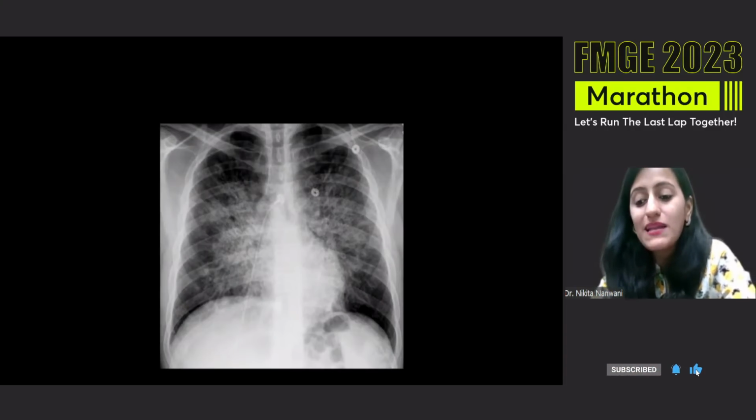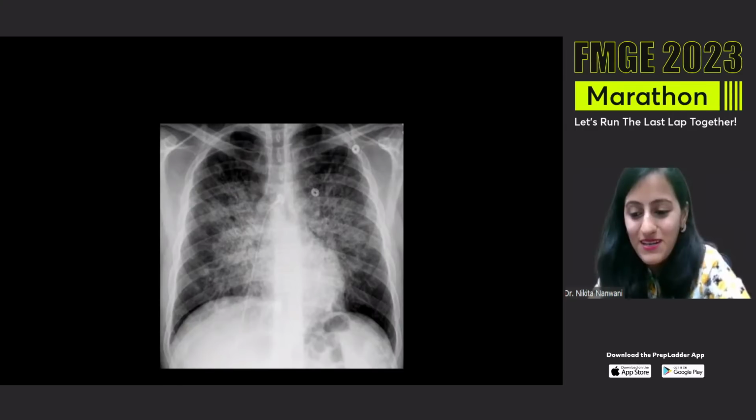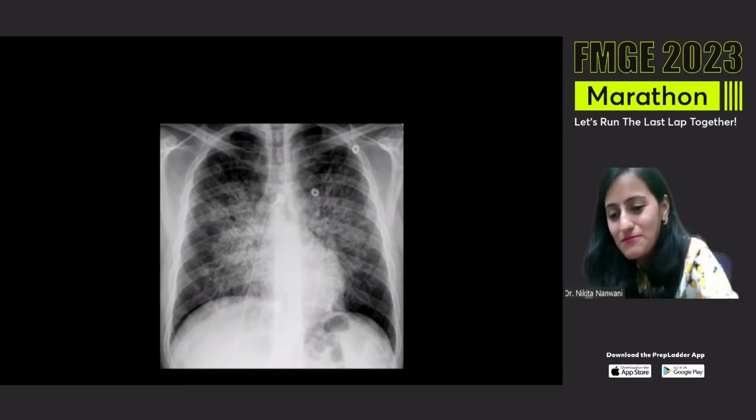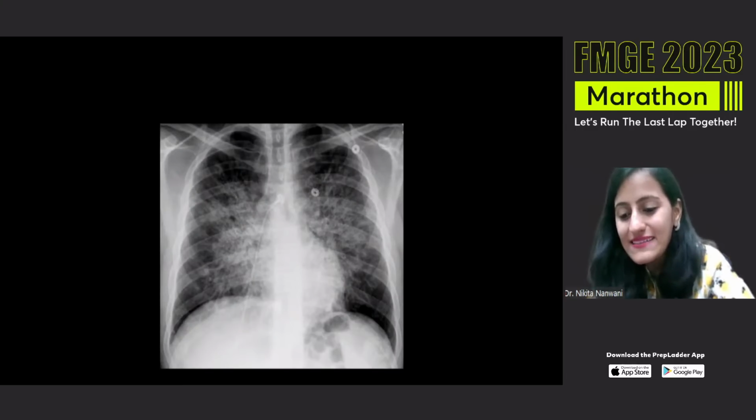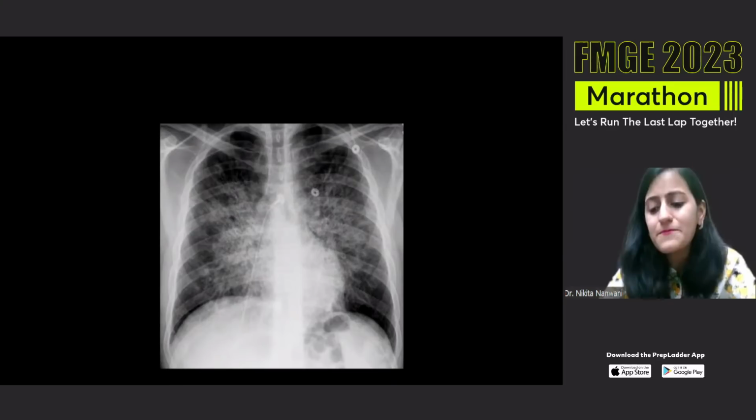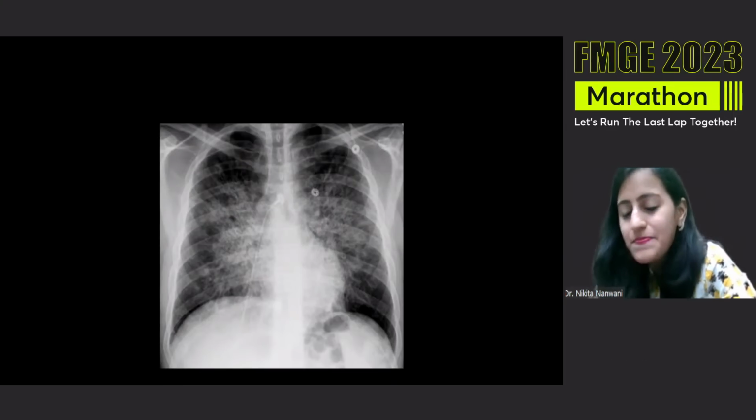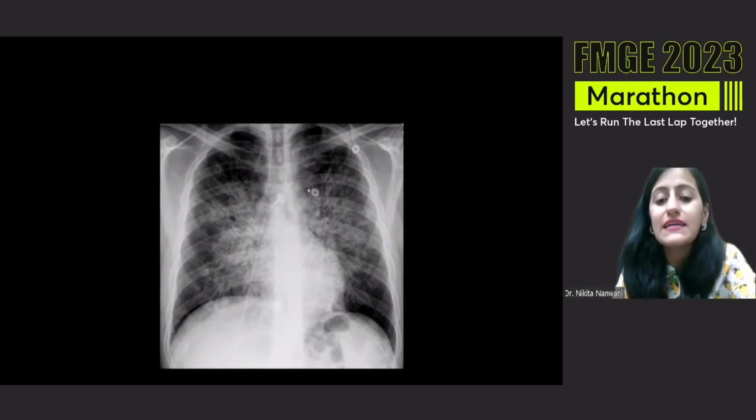No, this is not miliary. This is not TB. Very good, Pratibha. I can see Pratibha getting this right. I can talk about the heart failure. Yes, very good, Adil. This is the bat wing appearance.